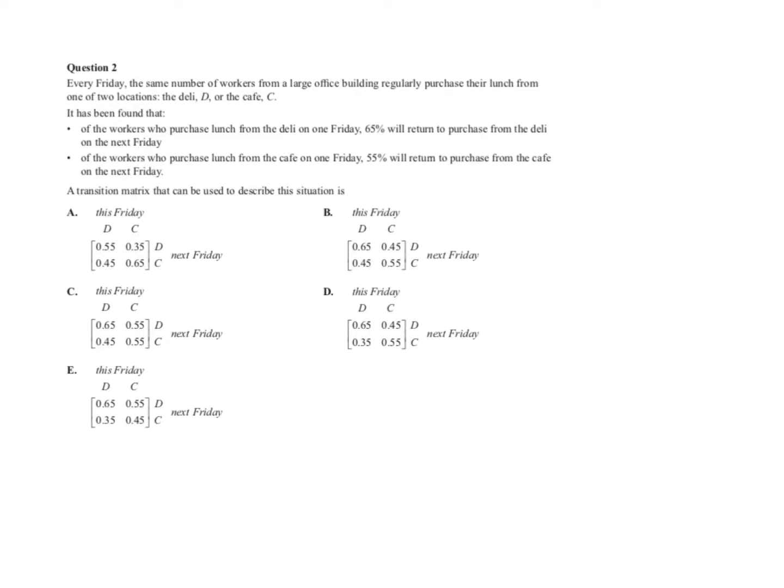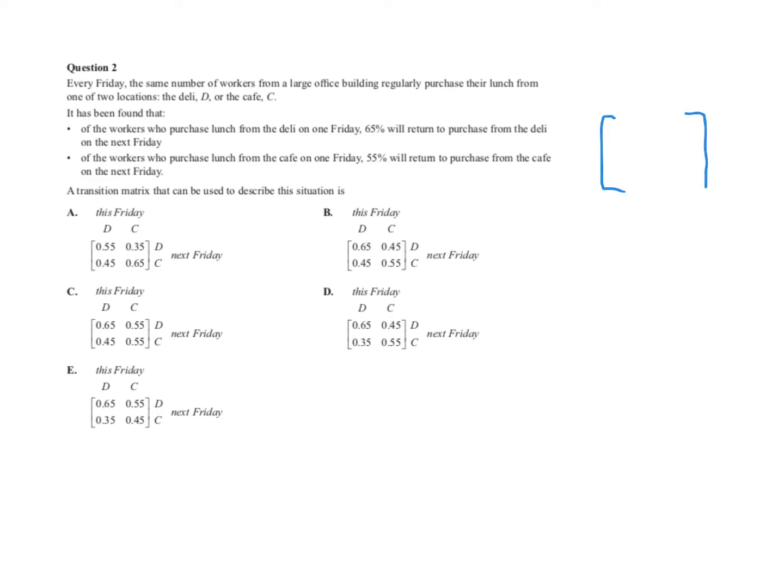Okay, question 2. Every Friday, the same number of workers from a large office building regularly purchase their lunch at 2 locations, the deli or the cafe. And it has been found that of those who purchase their lunch at the deli, 65% will return to the deli, and those who get it at the cafe, 55% will return to the cafe. So they want a transition matrix.